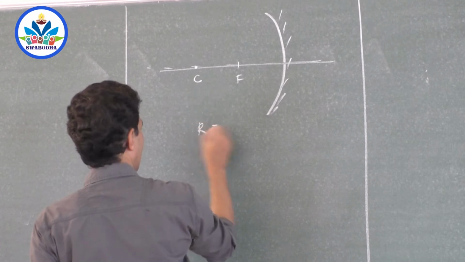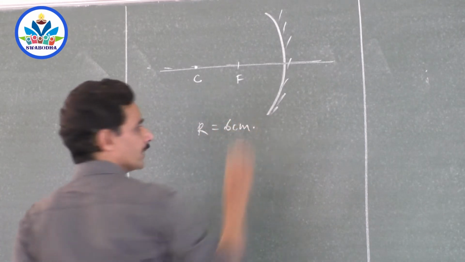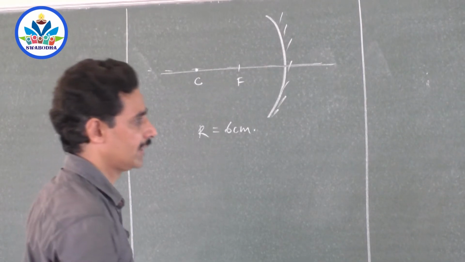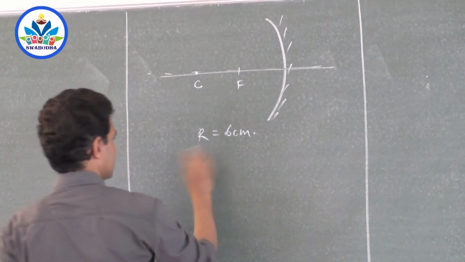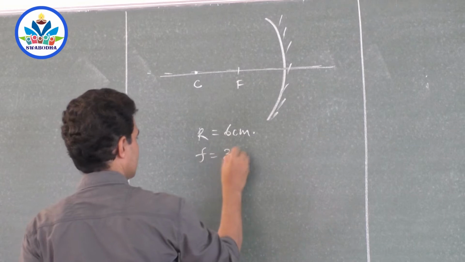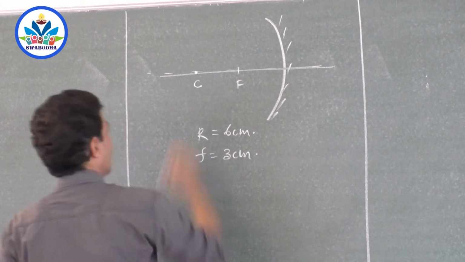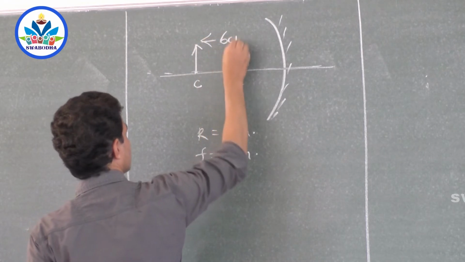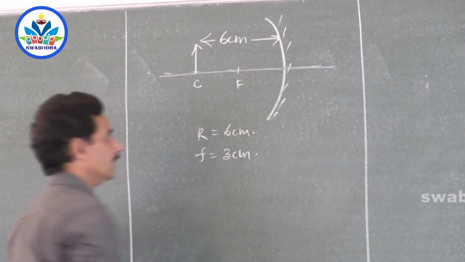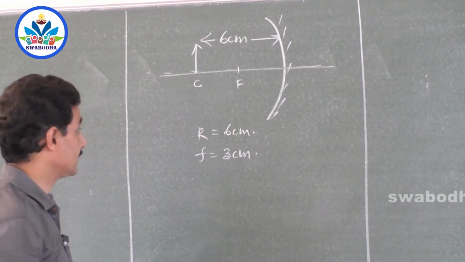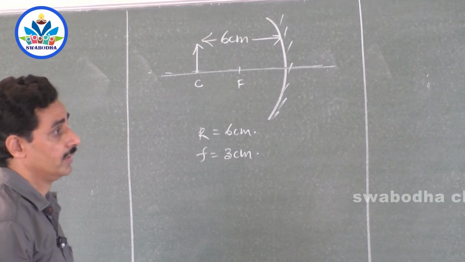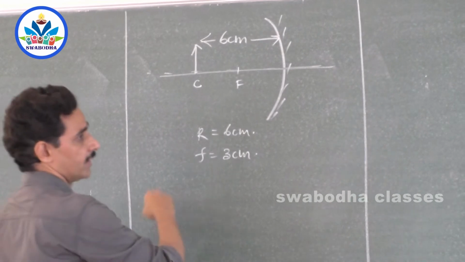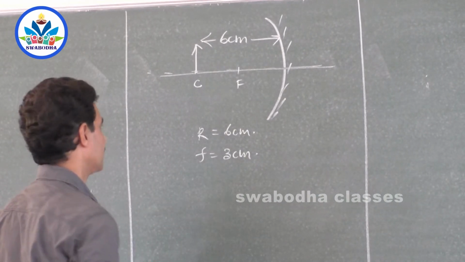So they say R is 6 cm, a concave mirror of radius 6 cm, and the object is kept at 6 cm. So focal length is 3 cm. And the object is kept exactly at the center because it is 6. That is what they say, right? So an object is kept at a distance of 6 cm in front of a concave mirror of radius 6 cm. Find the position, nature and magnification of the final image.